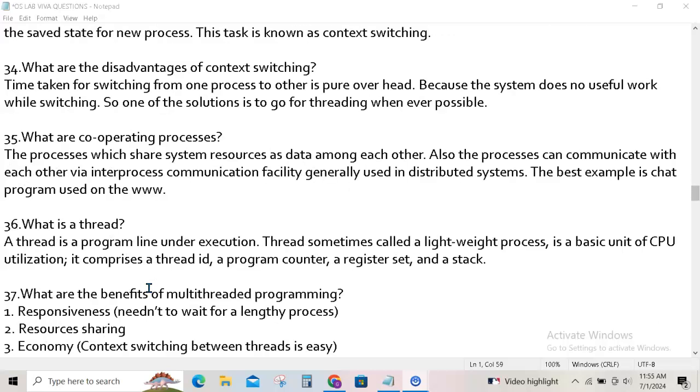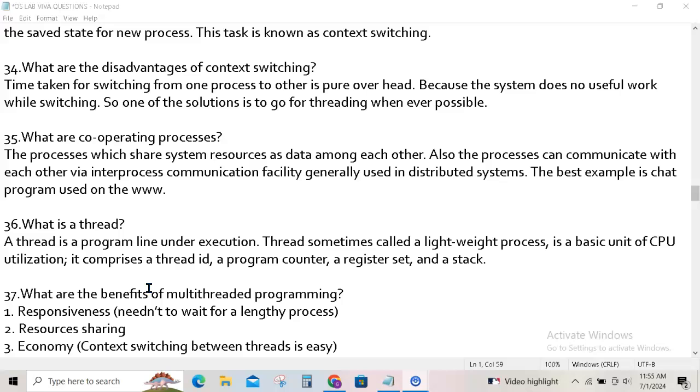Next, what are cooperating processes? Cooperating processes are those processes that share system resources such as data among each other. They share data and also communicate through inter-process communication.